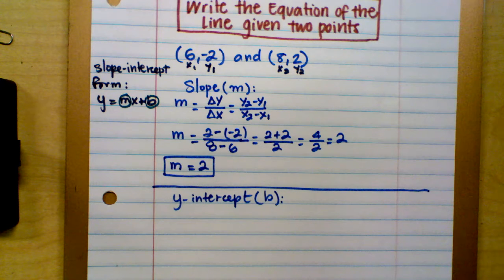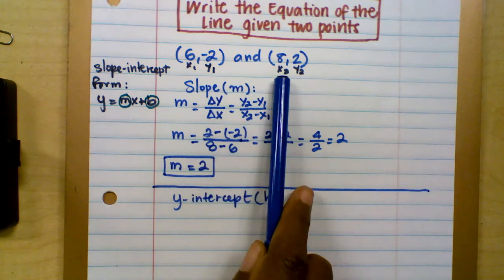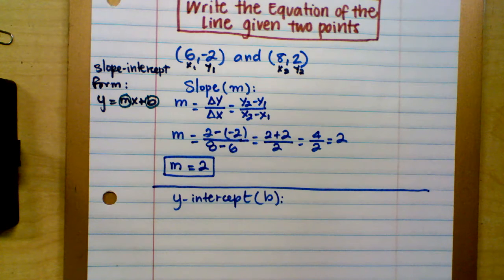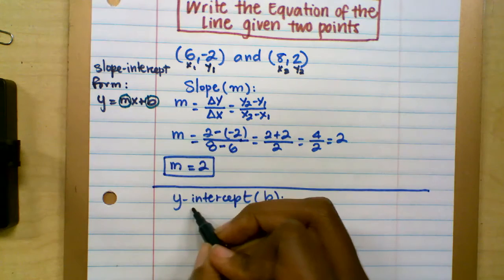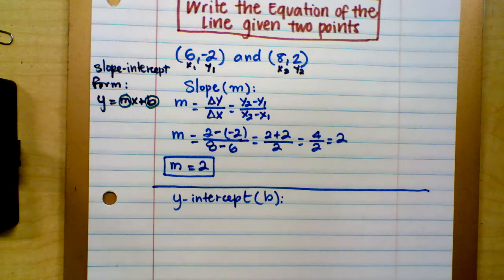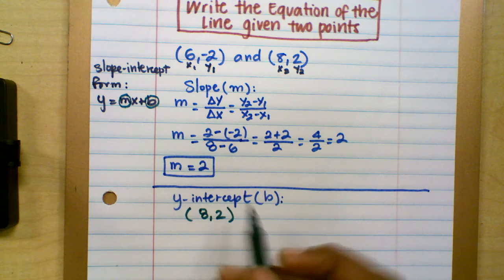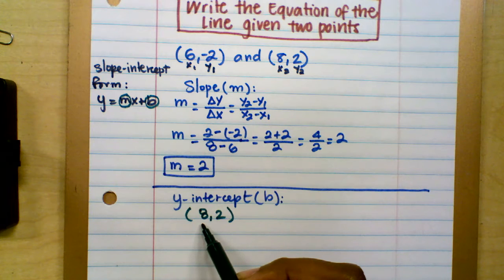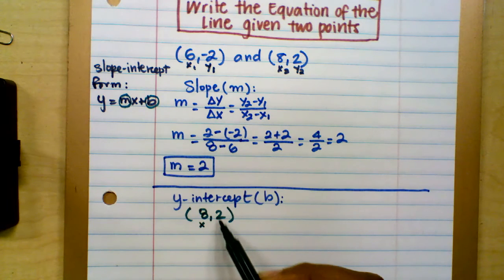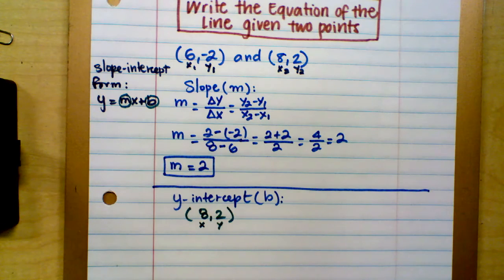You can pick (6, -2) or (8, 2). Either one is fine. For me, I'm going to go with, let's say, (8, 2). And remember, the first number represents x, the x value, and the second number represents y. Okay, we chose an ordered pair.